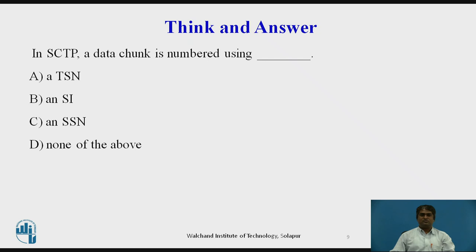Here, pause the video, think and answer. In SCTP, a data chunk is numbered using a TSN. The answer is A.